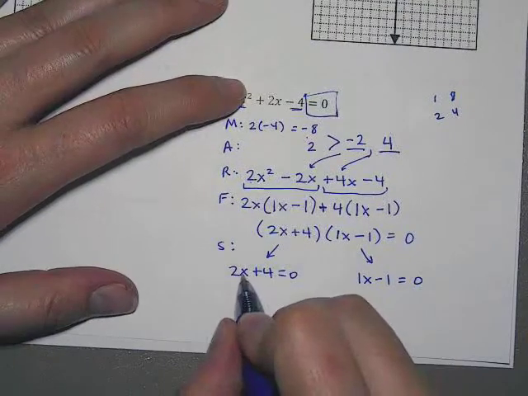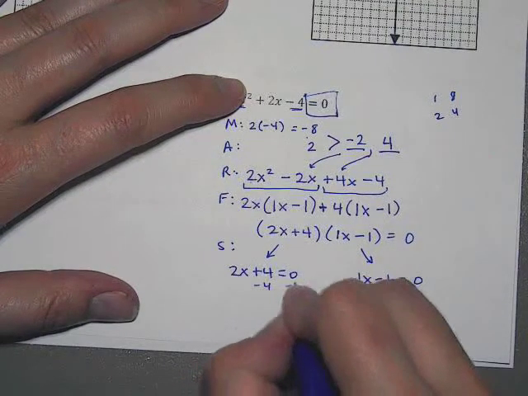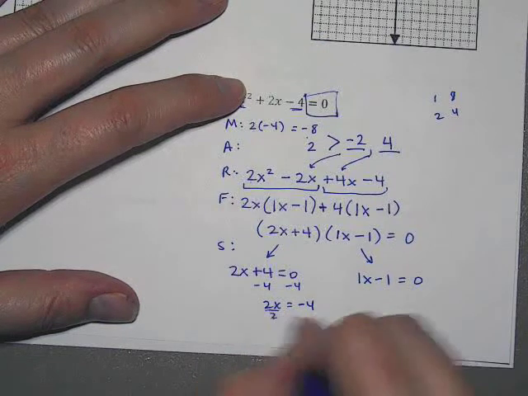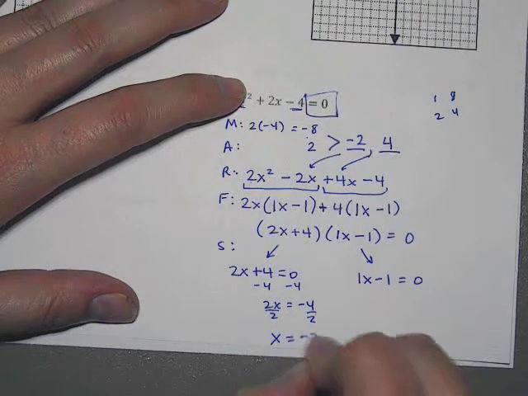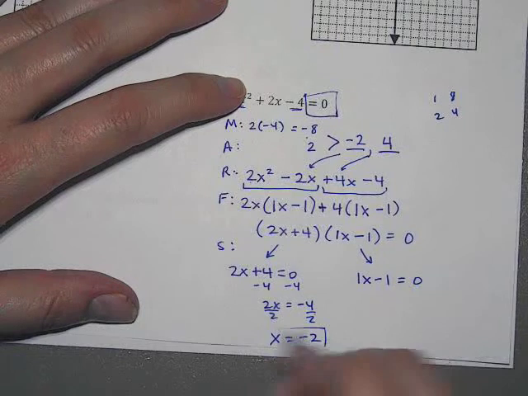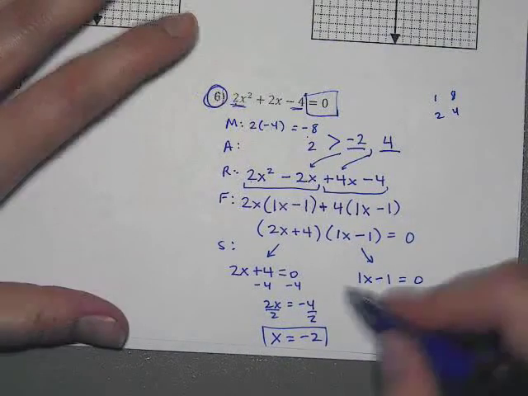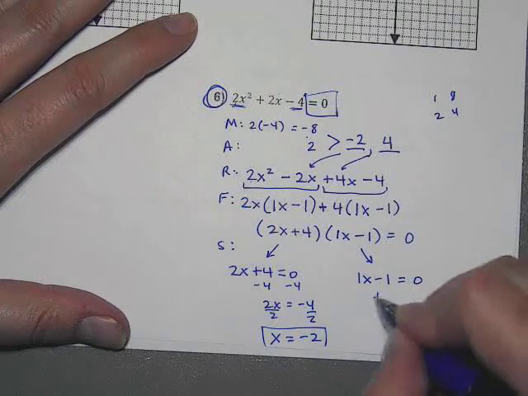So if I'm trying to get x by itself here, I'm going to do minus 4 on each side. So 2x equals negative 4. Divide both sides by 2, so x equals negative 2. And that's one of my solutions. But just like with the graph, sometimes we end up with two solutions. So now I need to solve this equation, add 1 to each side.